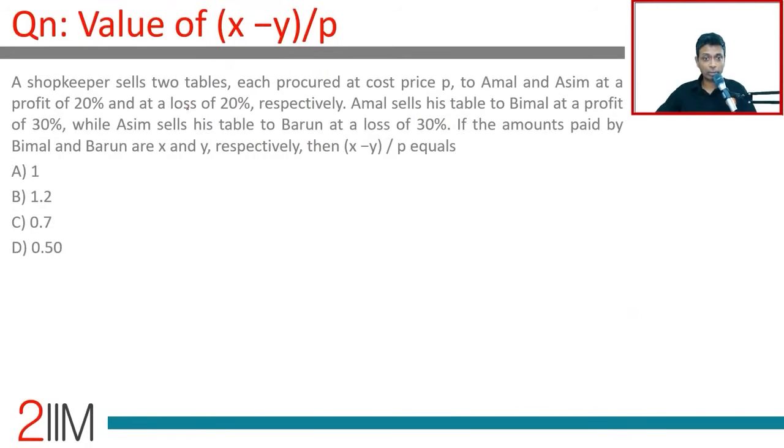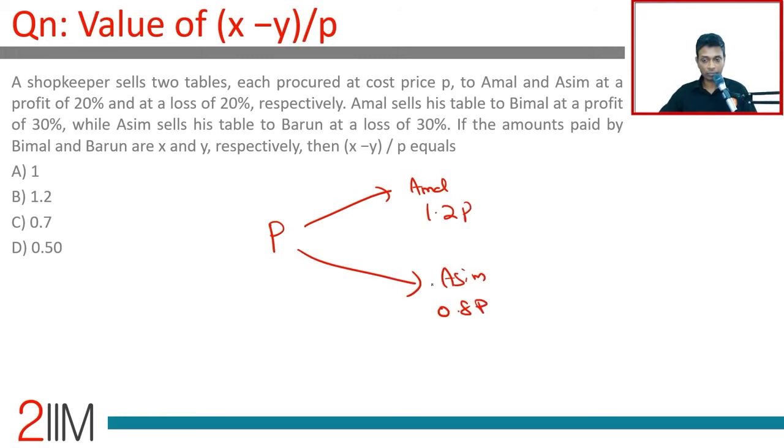A shopkeeper sells 2 tables, each procured at cost price P, to Amal and Asim at a profit of 20% and a loss of 20% respectively. Cost price is P. He sells to Amal at 1.2P and to Asim at 0.8P. A profit of 20%, loss of 20%.